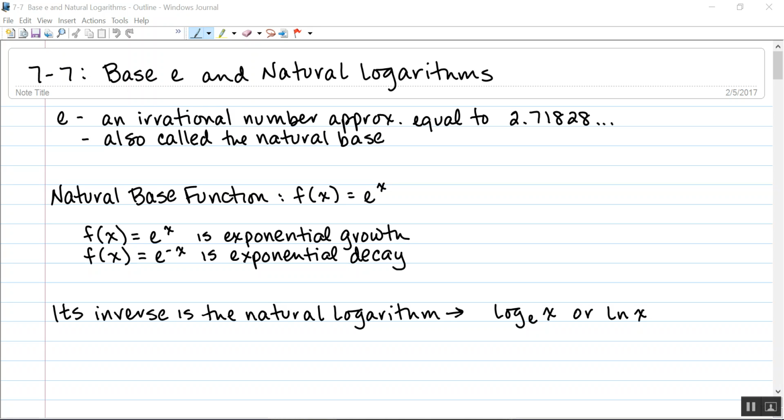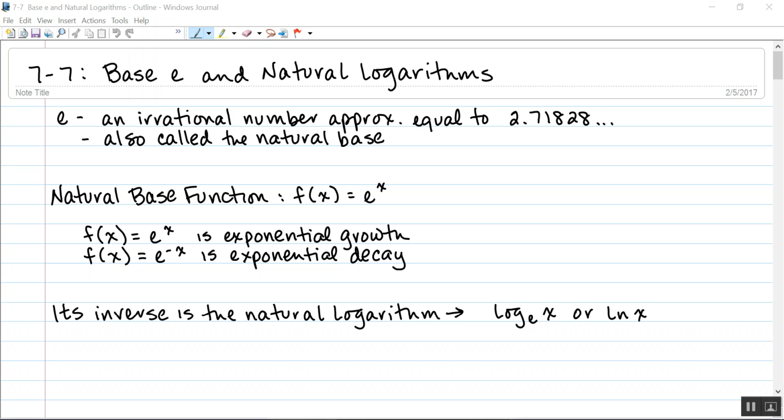Section 7.7 is on base e and natural logarithms. e is an irrational number that's approximately equal to 2.71828 and so on. It's an irrational number, so it's a lot like pi. It continues on forever without ending. It's also referred to as the natural base. And this number appears a lot in science. It kind of shows up in real life situations. So it's another irrational number similar to pi that's very often used in math.